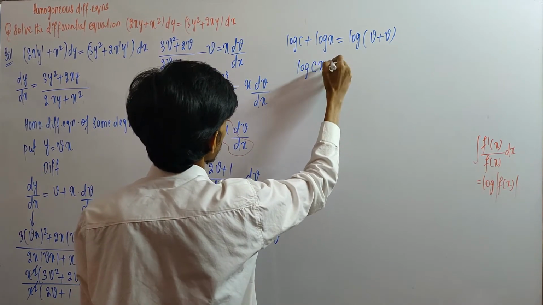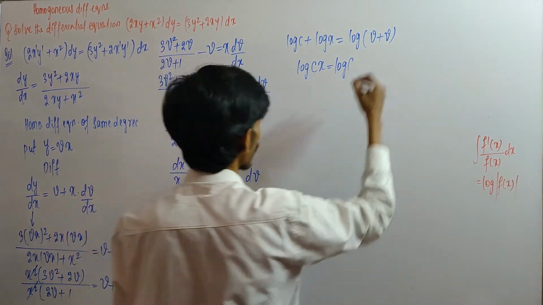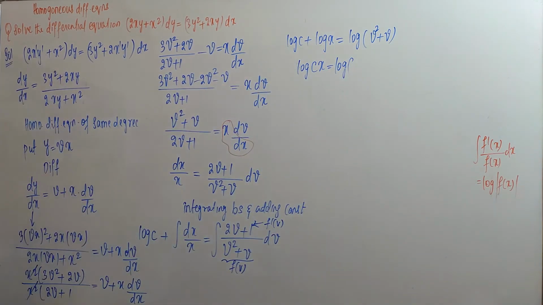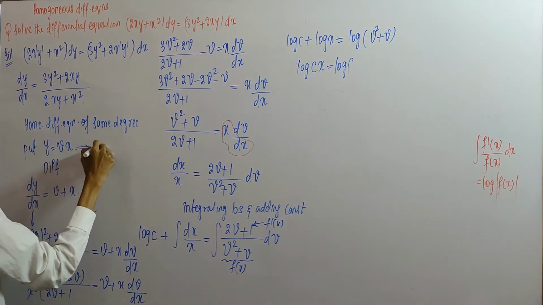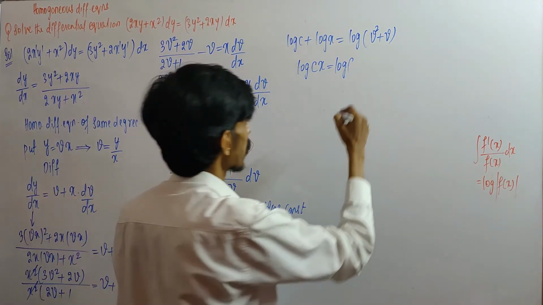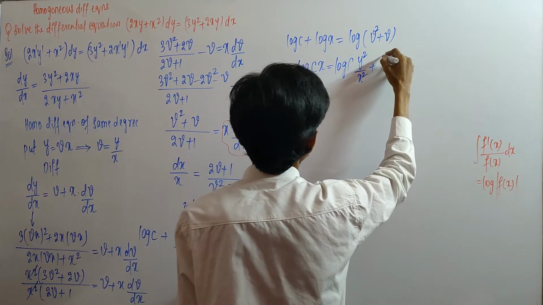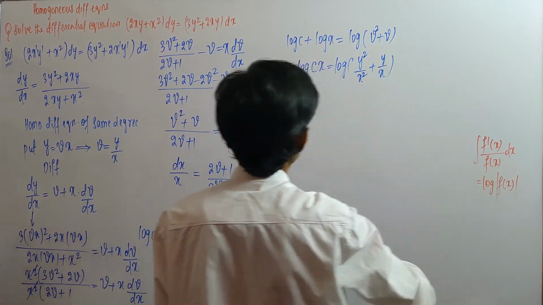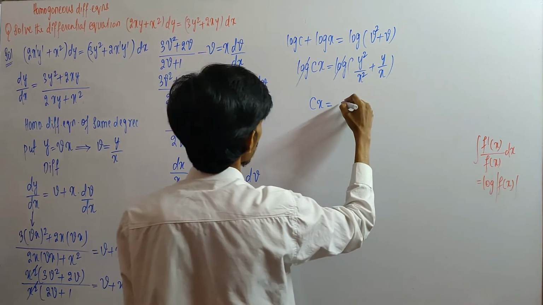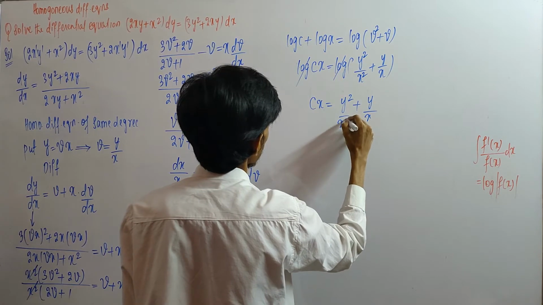So we will get log cx equals log of v square plus v. Now the value of v can be written as y by x. So this will become y by x square, y square by x square plus y by x. Now this log and log get cancelled. We have cx is equal to y square plus xy by x square.